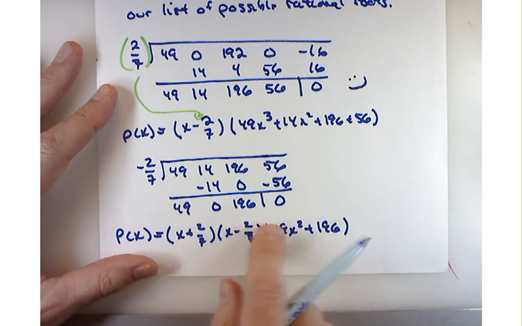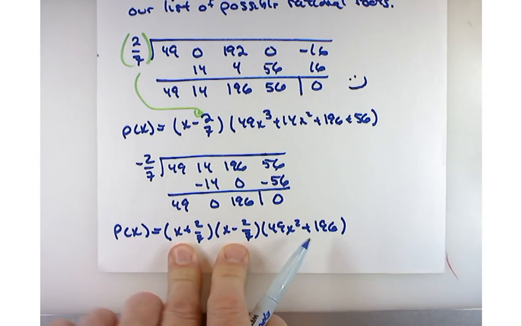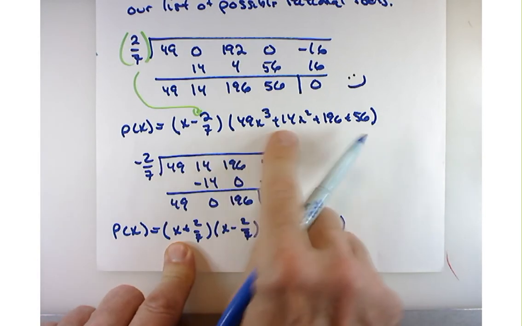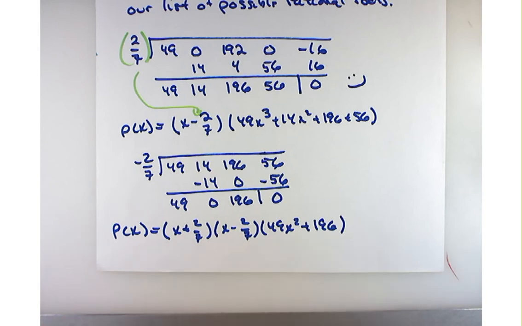-2/7 is also a root, so that factors this polynomial down to this. That makes our life a little bit easier in terms of finishing this up.